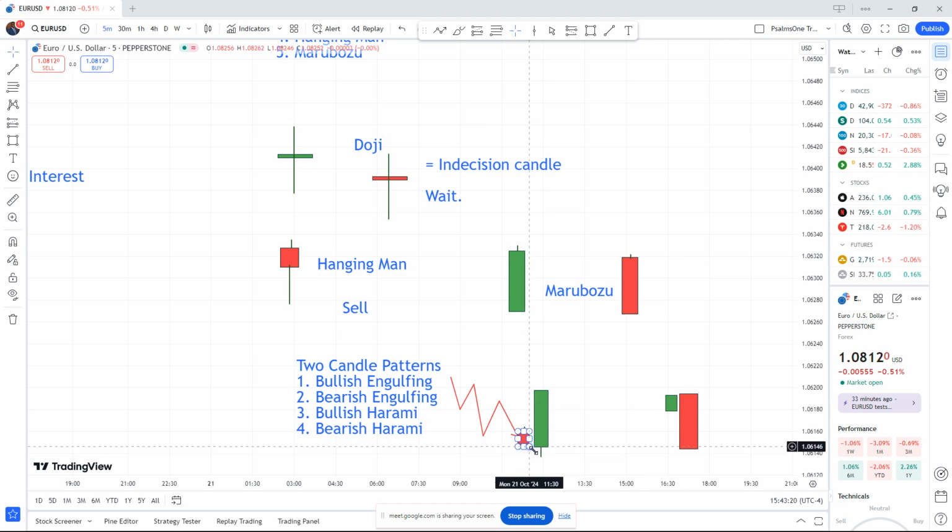Three candle patterns. We have monitor, we have three white soldiers. Okay, let me stop. We have three white soldiers.